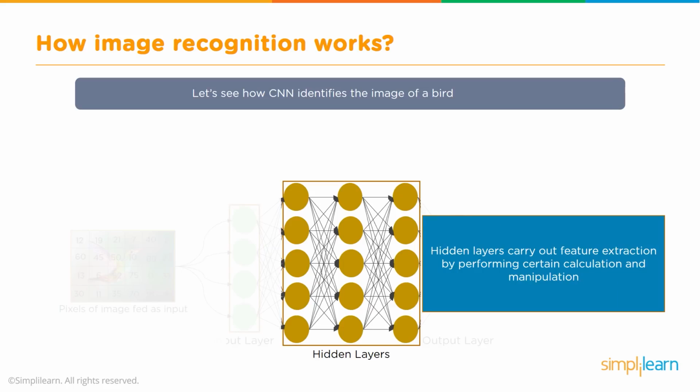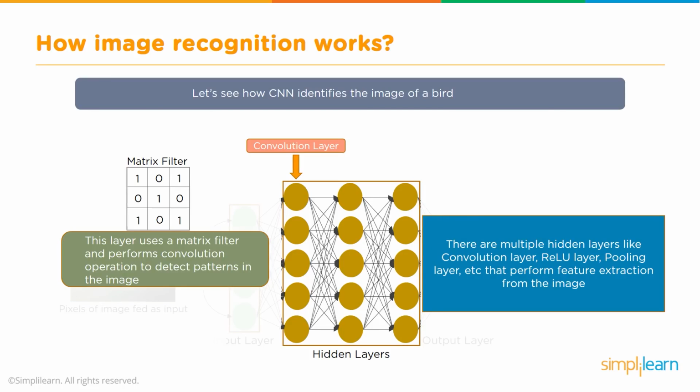Your hidden layers carry out feature extraction by performing certain calculations and manipulations. This is the part that reorganizes that picture multiple ways until we get some data that's easy to read for the neural network. This layer uses a matrix filter and performs a convolution operation to detect patterns in the image. If you remember, convolution means to coil or to twist. So we're going to twist the data around and alter it and use that operation to detect a new pattern.